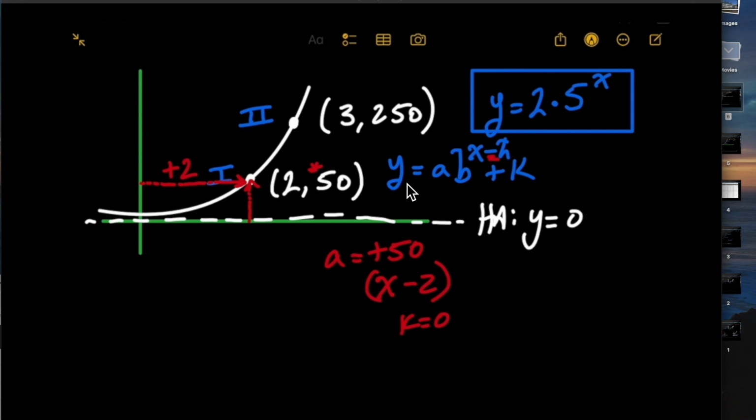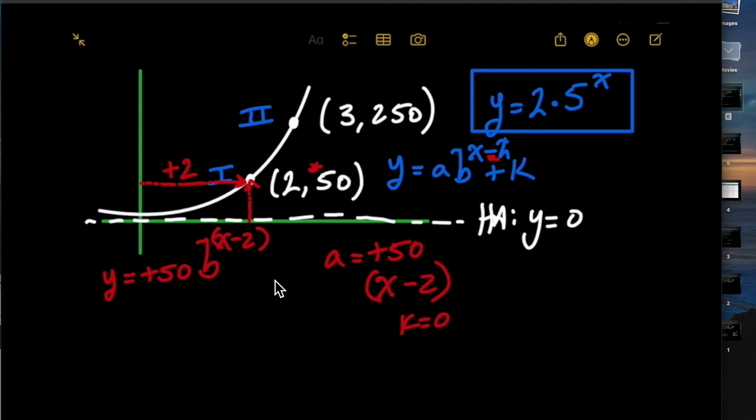Okay, let's write what we have so far. We have y equals positive 50 as our a value. B, we do not know what that is. And we're going to have x minus 2 in our exponent. And plus 0 is the horizontal asymptote, so I'm going to leave that blank.